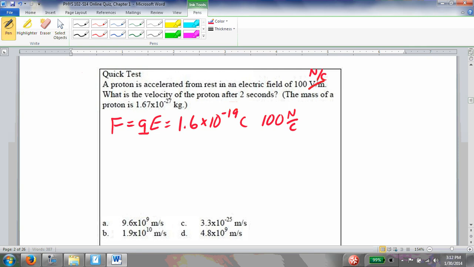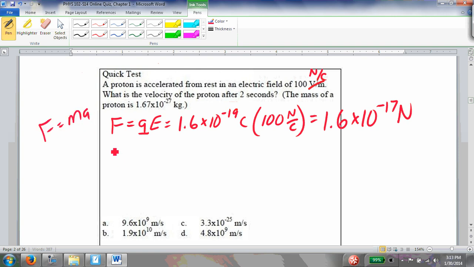for electric field. So that is 1.6 times 10 to the minus 17 newtons. And then I know that F equals ma. So a then is equal to F over m. It's 1.6 times 10 to the minus 17 divided by the mass of a proton, which is what, 1.67.